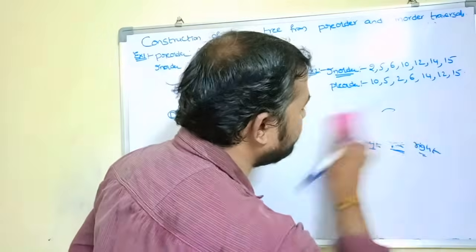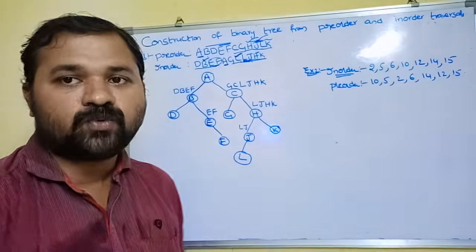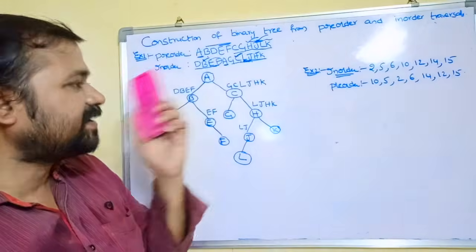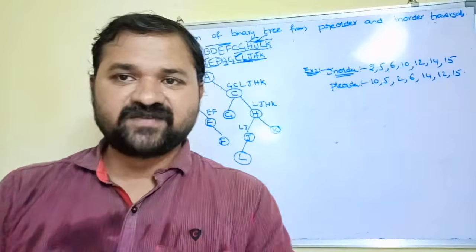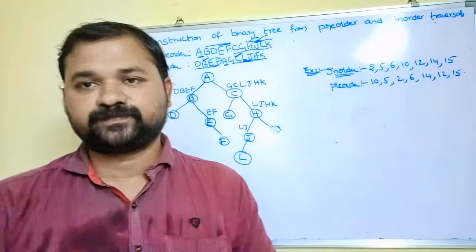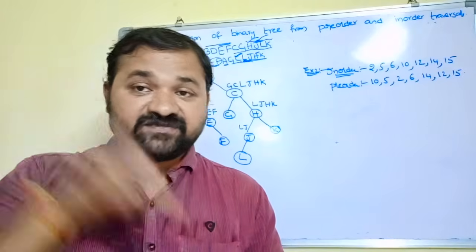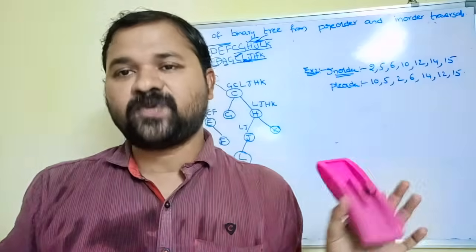Now let us solve one more example so that we will get the perfect idea about how to construct a binary tree from inorder and preorder traversal. Here we have only 2 points. From preorder traversal we have to get the root node, whereas from inorder traversal we have to get the left subtree and the right subtree of the root node. Okay, that is the only 2 points we have to remember.